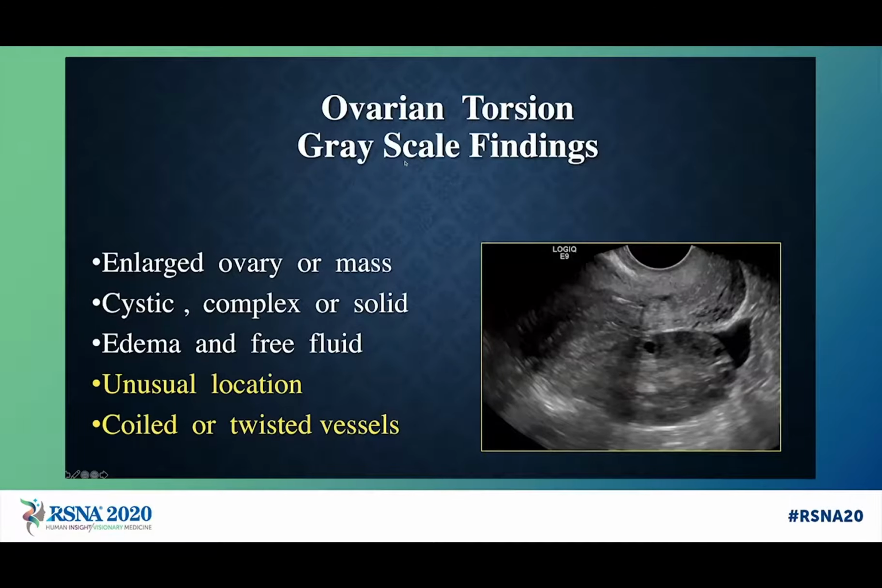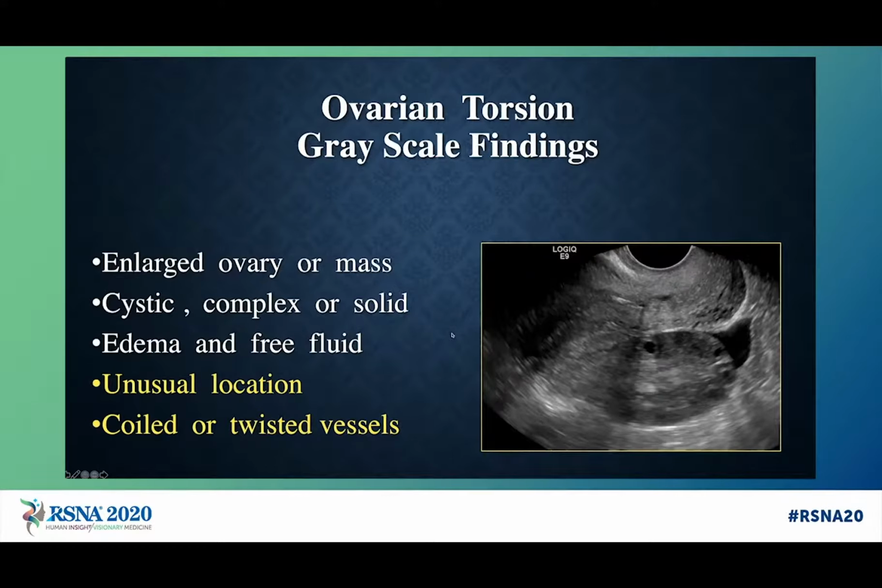Grayscale findings associated with ovarian torsion include an enlarged ovary or mass on the ovary. And here again, in this example, we see an enlarged ovary sitting in the cul-de-sac behind the uterus with peripheral follicles, allowing us to identify the mass as the ovary with a small amount of adjacent free fluid.